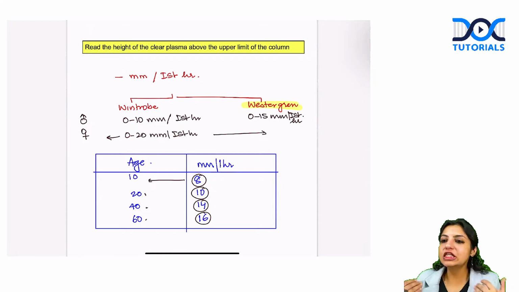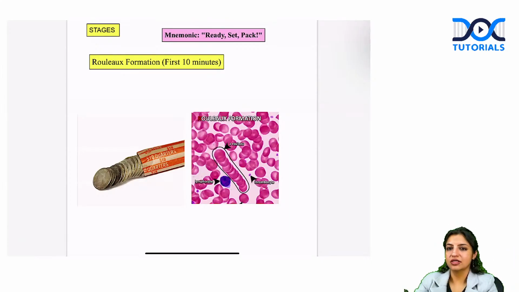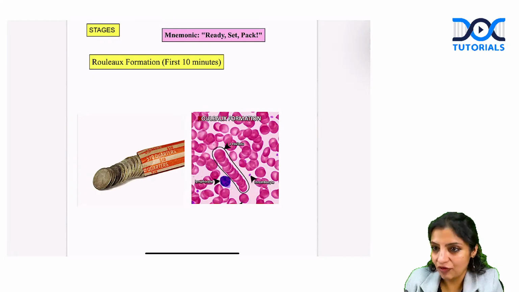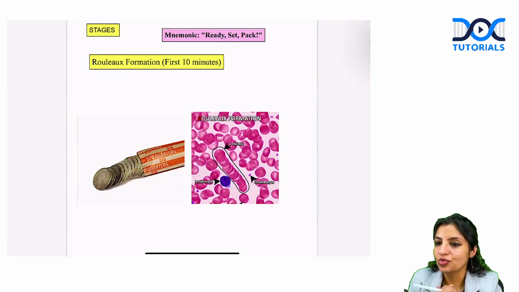So once you have written the technique, how do we do it? The next important point you have to remember is the stages of the ESR. There is a very simple mnemonic that everybody should remember: ready, set, and pack. Stage 1 is rouleau formation. This stage is only for 10 minutes. Rouleau formation means packing of the RBCs. All the RBCs are packed together. That is called rouleau formation.